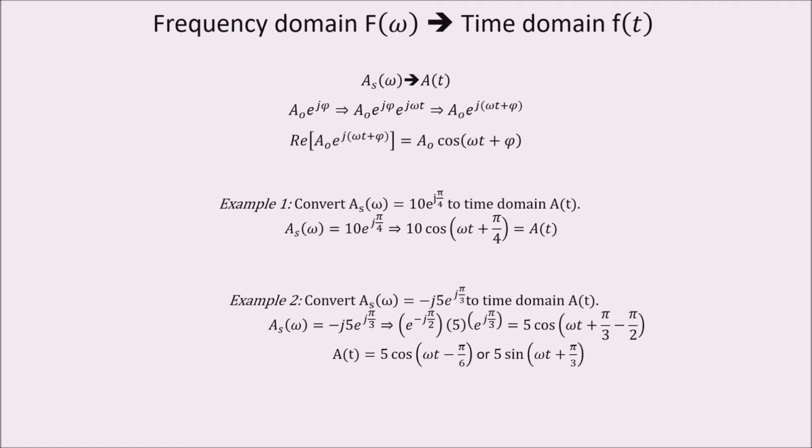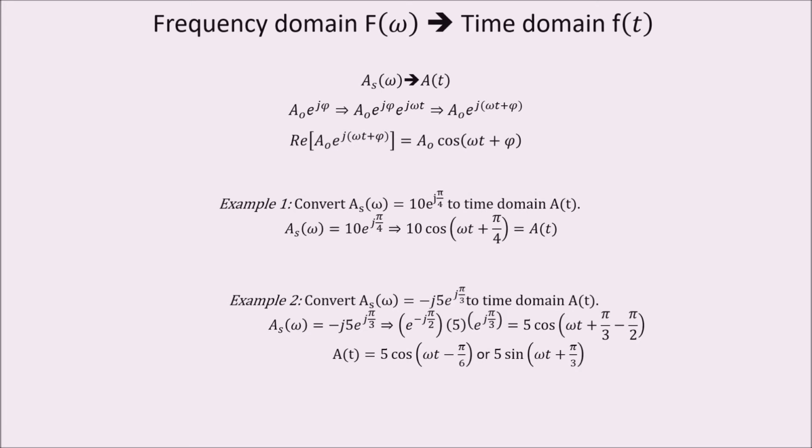Assume a function named a. In frequency domain, we call it As. In this course, the suffix s is used for representing a function in frequency domain. The respective time domain function is a. We may write a frequency domain parameter as a function of omega and its time domain form as a function of t. To convert a frequency domain function to its time domain form, we should include e to the power j omega t with the phasor form of the function.